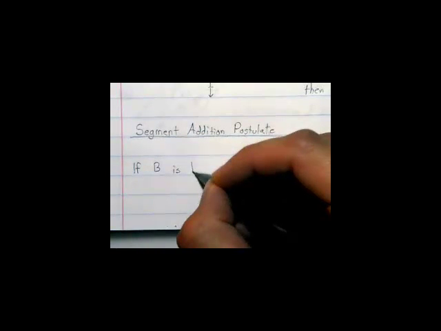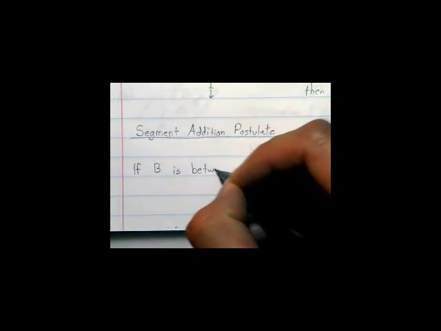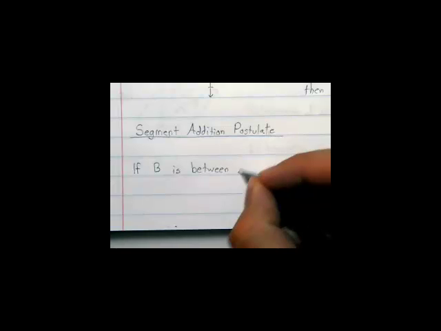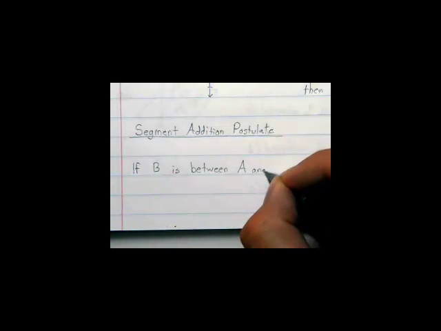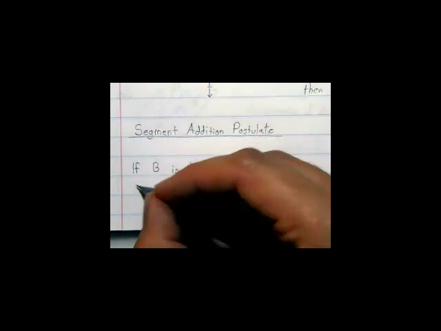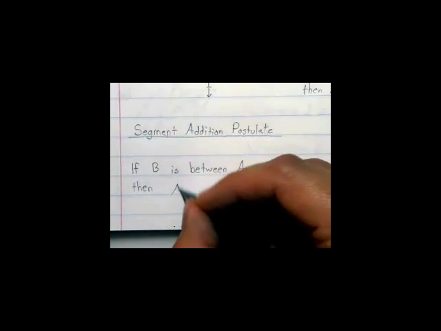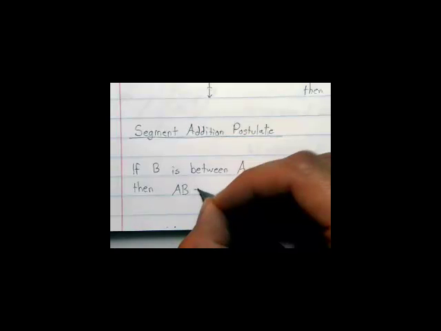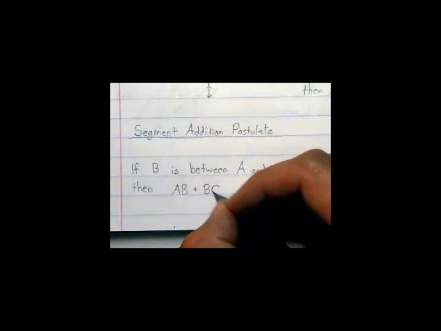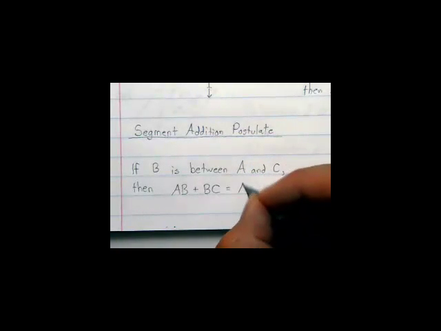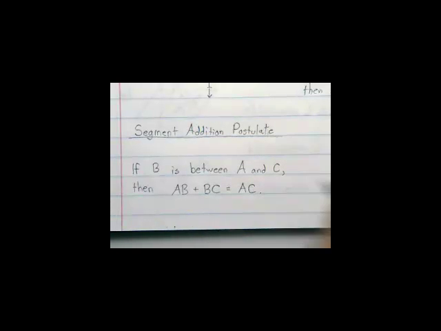If B is between A and C, then AB plus BC equals AC.